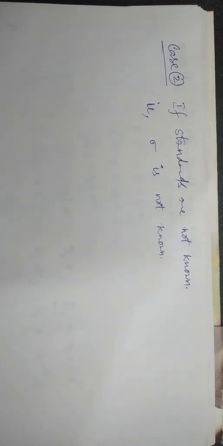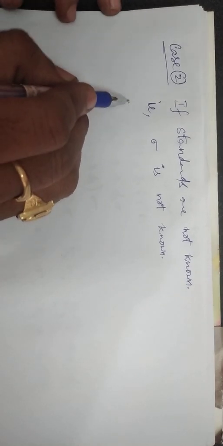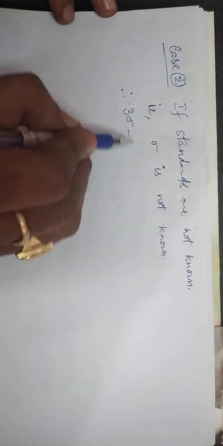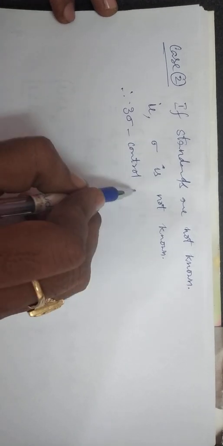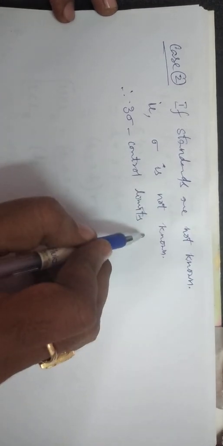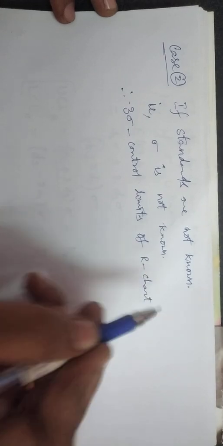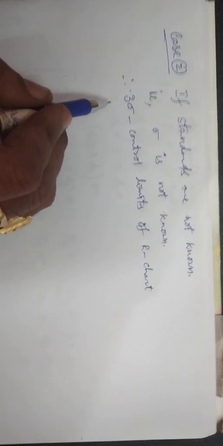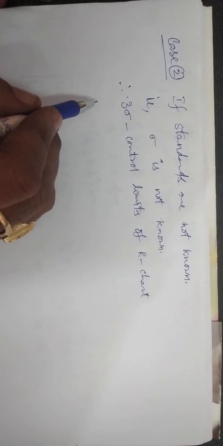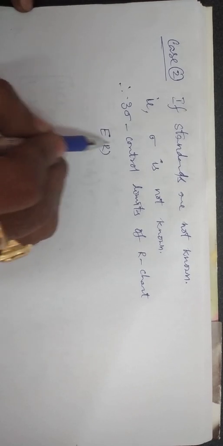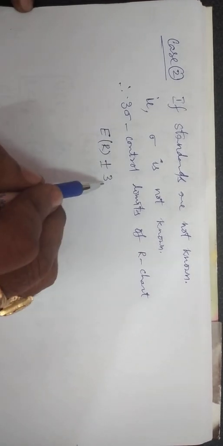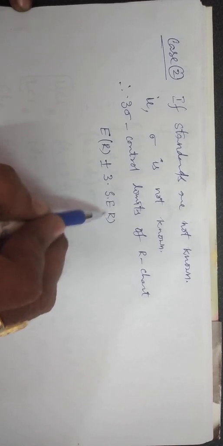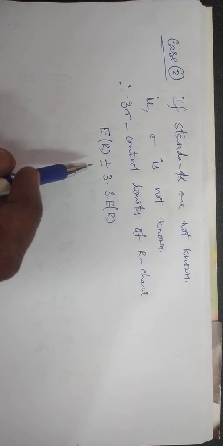So if sigma is not known, what do we have to do? In which manner do we have to calculate this? We go directly to the formula. Therefore, the 3 sigma control limits of the R chart in this case are calculated by expectation of R plus or minus 3 into standard error of R. This is the usual notation we calculate.